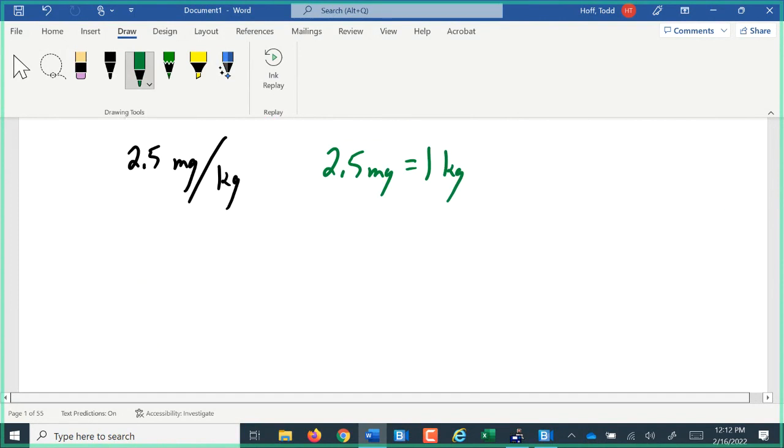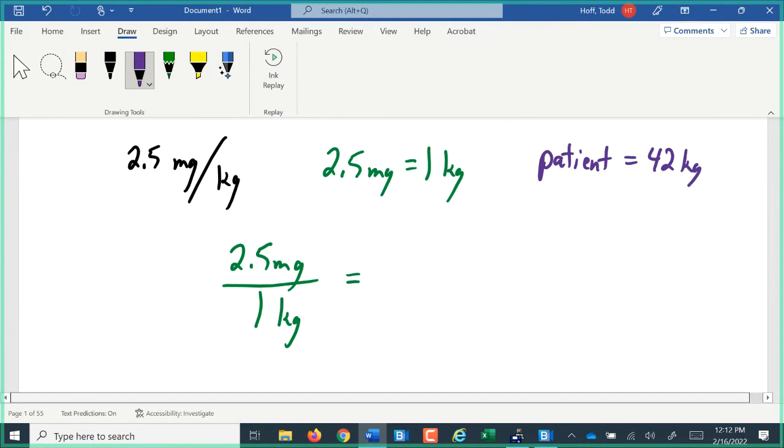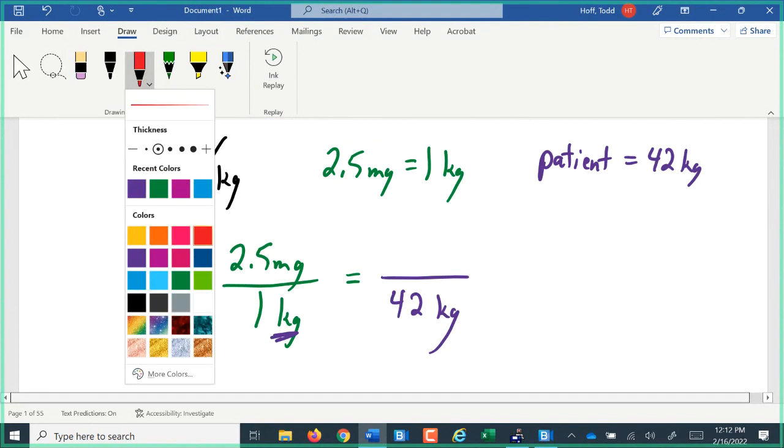And I can set that up in unit rate like that and use it in a proportion. If I have a patient who weighs 42 kilograms, I can find the dosage by completing this proportion. Kilograms are on bottom here, so I'm going to put the 42 kilograms on bottom on the right side, and I can cross multiply and divide. 2.5 times 42 divided by 1.